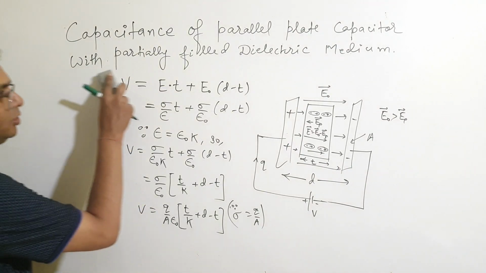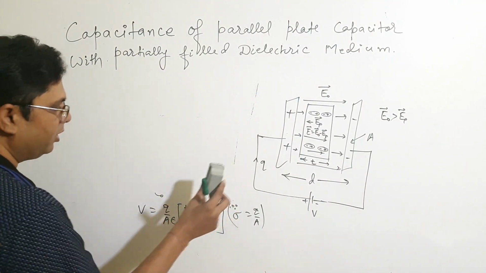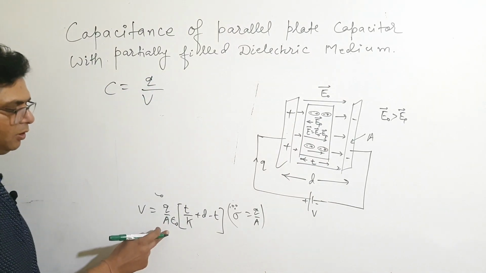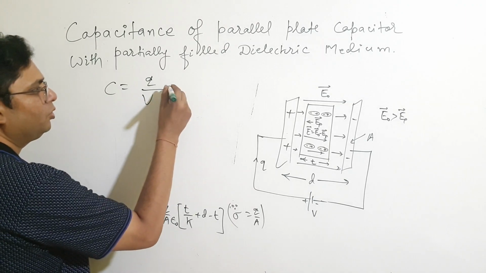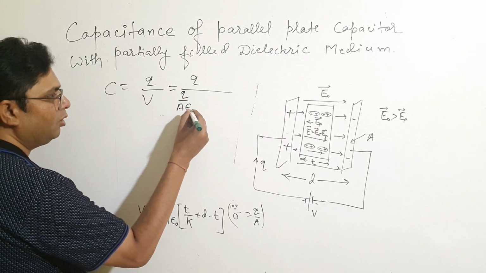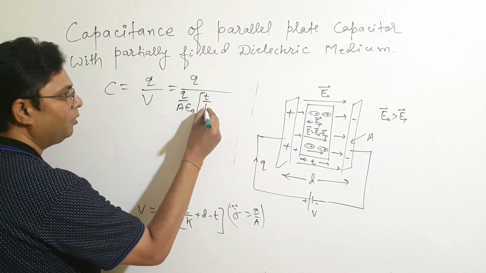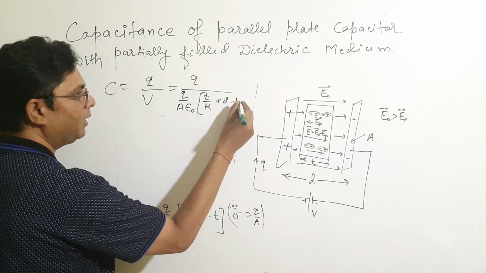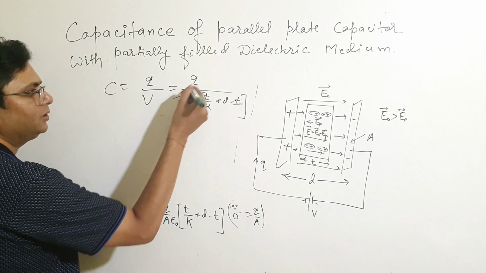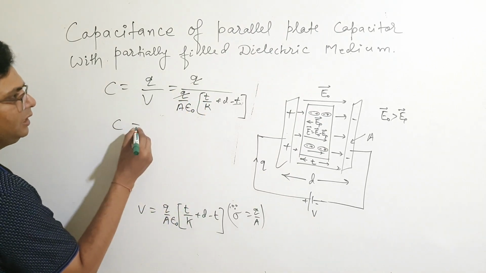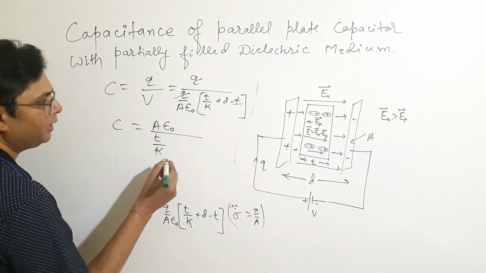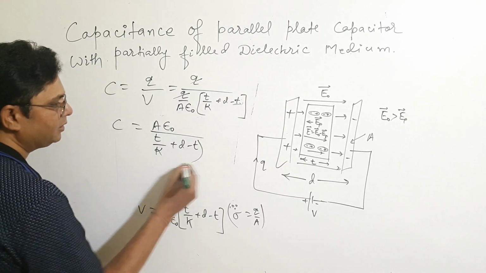Now according to the definition of capacitance, C equals Q upon V. So put this value of V at this place. So you have Q upon Q by A epsilon naught times T upon K plus D minus T. Cancel this Q. So you have C equals A epsilon naught divided by T upon K plus D minus T.